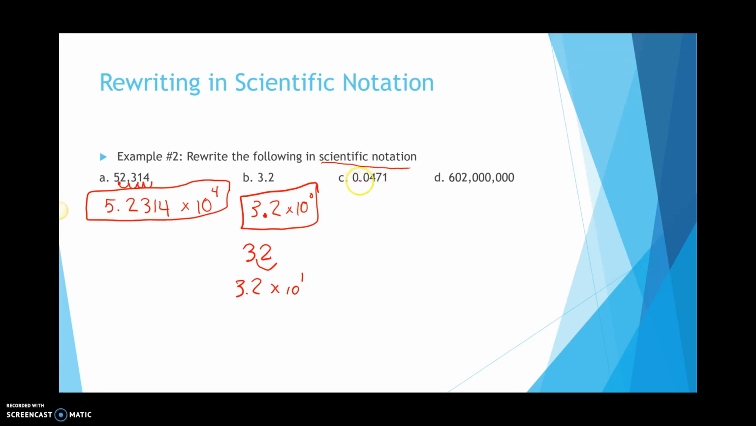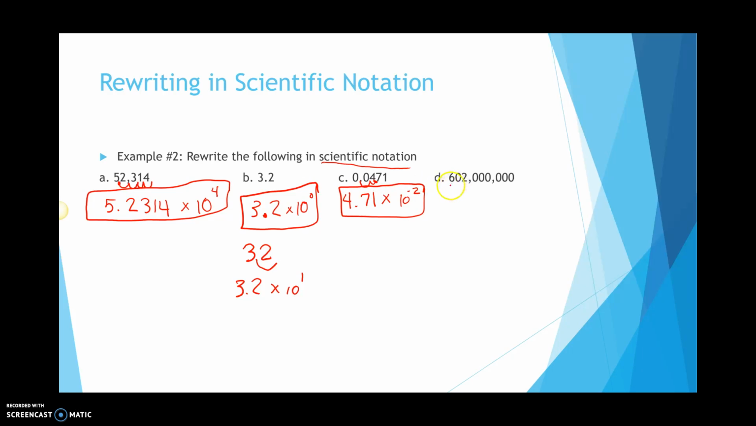For C, here we have a decimal value. So we need to think of the decimal between that 4 and the 7 right here, those first two numbers. So we have 4.71 times 10. How many places do we move to get to that decimal? We go 1, 2. So 10 to the negative second, and that would be my answer.